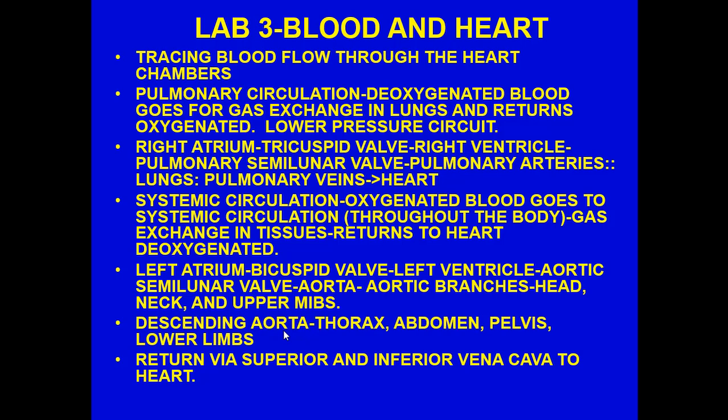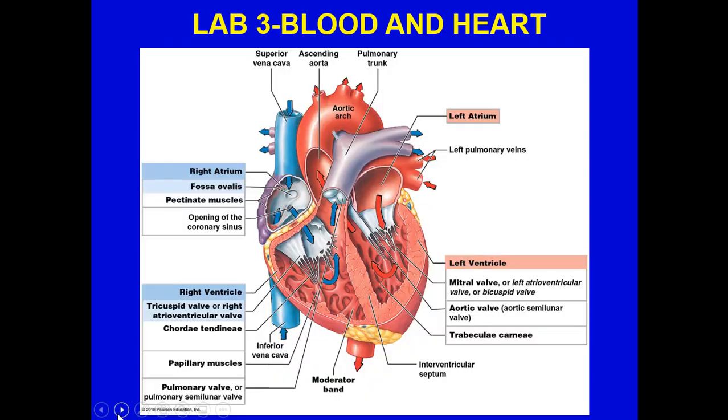Starting in the left atrium, you have the bicuspid valve, left ventricle, aortic semilunar valve, aorta, aortic branches, head, neck, and upper limbs. The descending aorta supplies the thorax, abdomen, pelvis, and lower limbs. Return is via the superior and inferior vena cava of the heart.